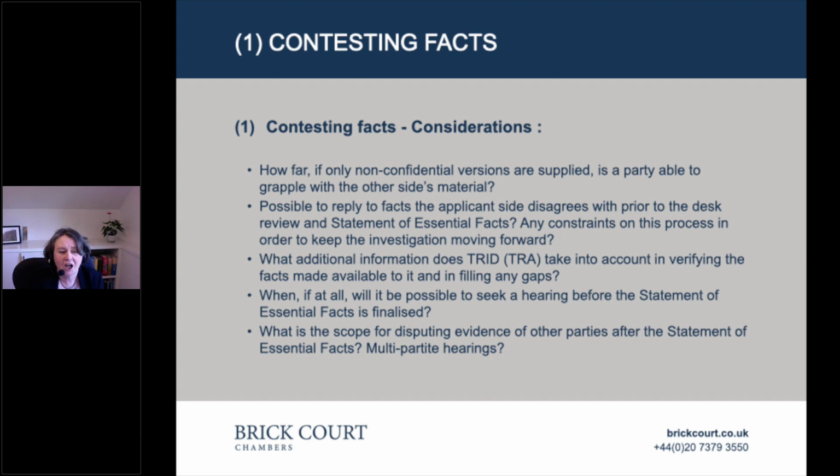Thank you. So the first question that I posed at the beginning relates to the question of contested facts, and there are a number of considerations here. The first is how far, if only non-confidential versions are supplied in general, is a party able to grapple with the other side's material. It seems quite likely that when dealing with impacts on businesses, future projections, strategy, costs, other export markets, and so on, there will be matters which are confidential to the party supplying the material.